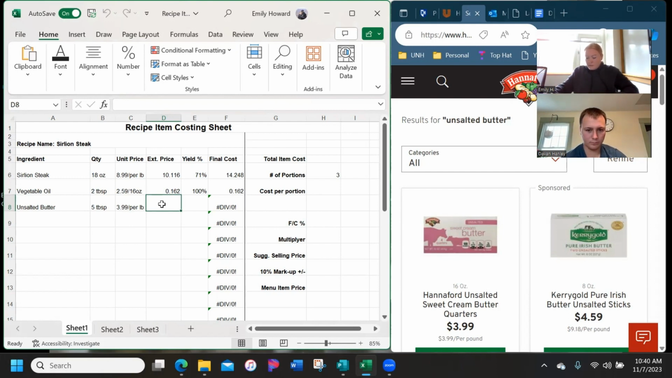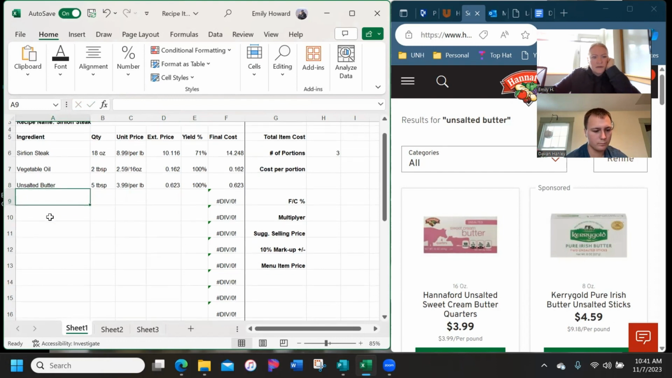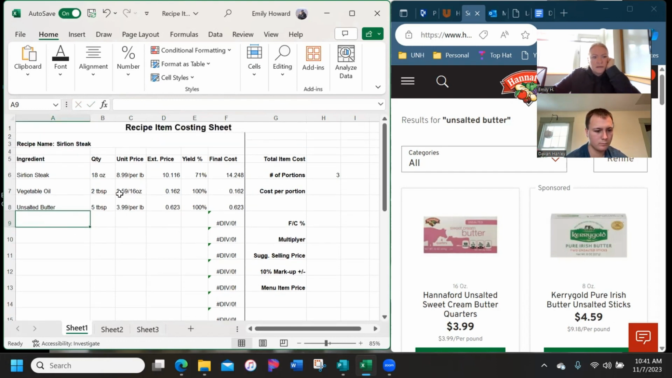Yep, perfect. So that's 0.623. And that's also 100% yield, right, for the butter? Yep. Sweet. See, I know the hardest part about this is going to be getting through those. But like you said, once I do them more.